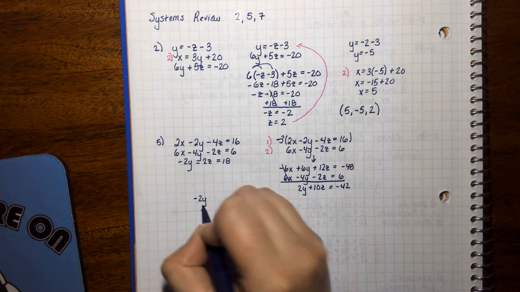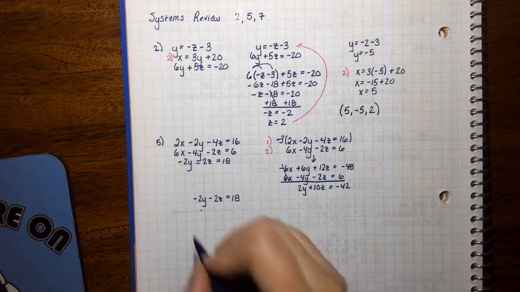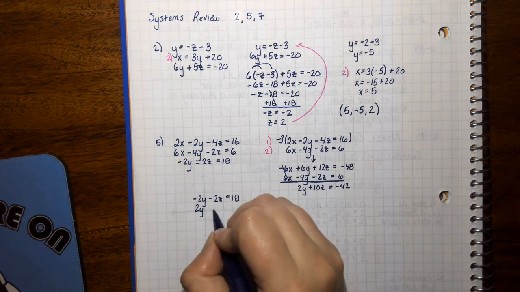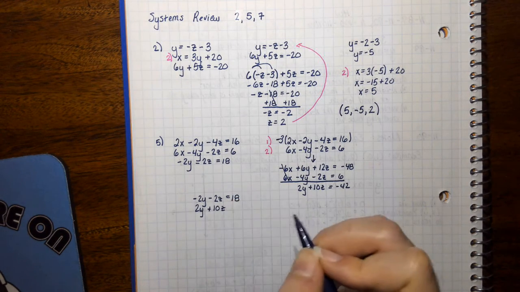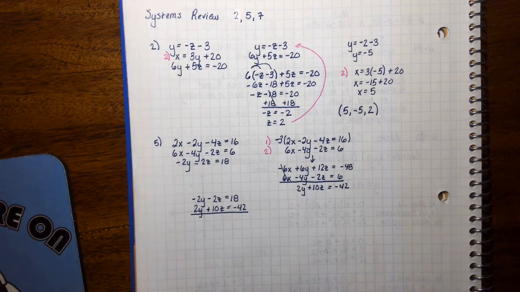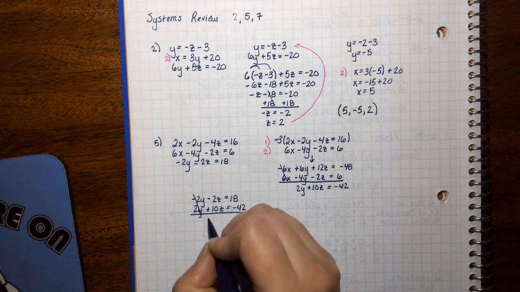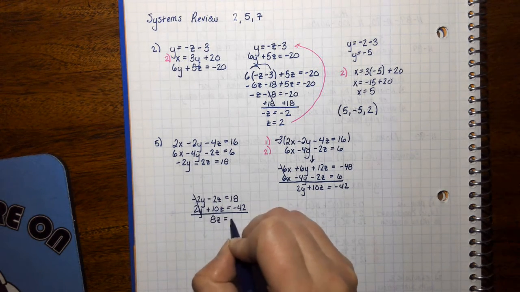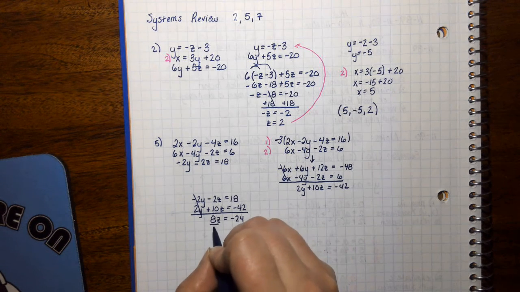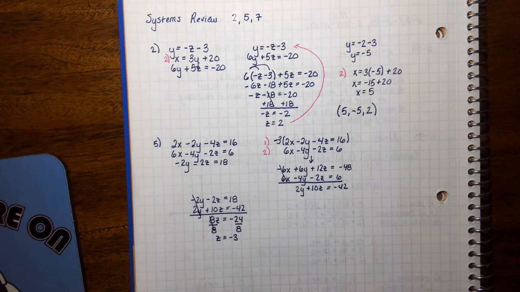Okay, so negative 2y minus 2z equals 18. 2y plus 10z equals negative 42. Okay, eliminate that. I have 8z equals negative 24. Divide by 8. Z equals negative 3.